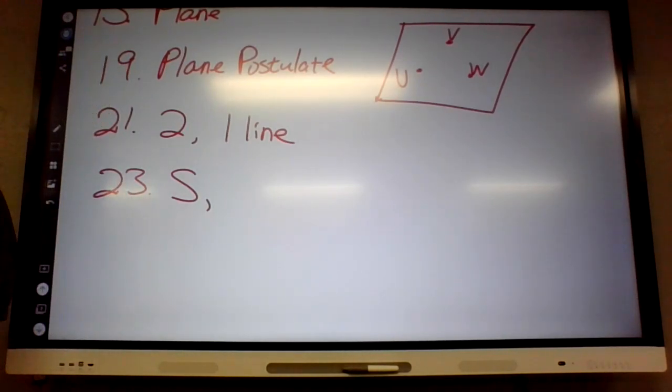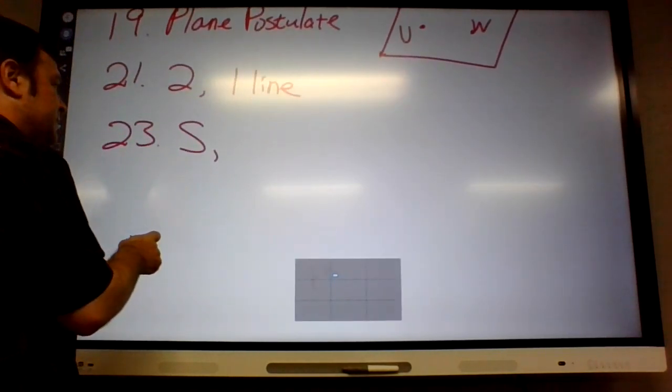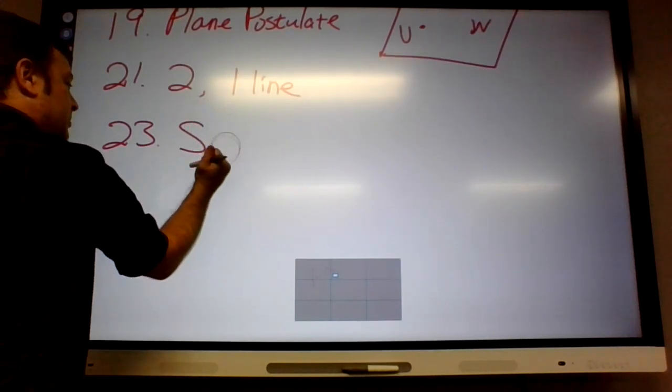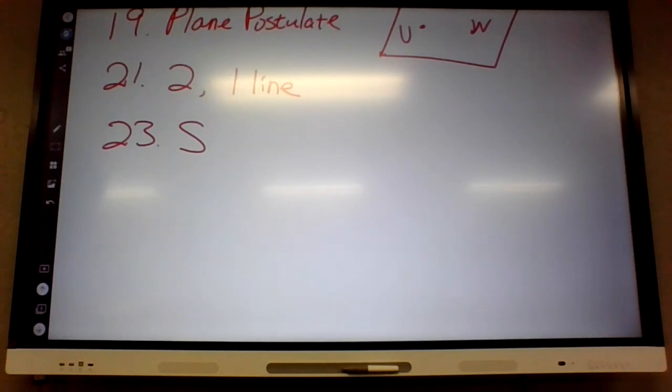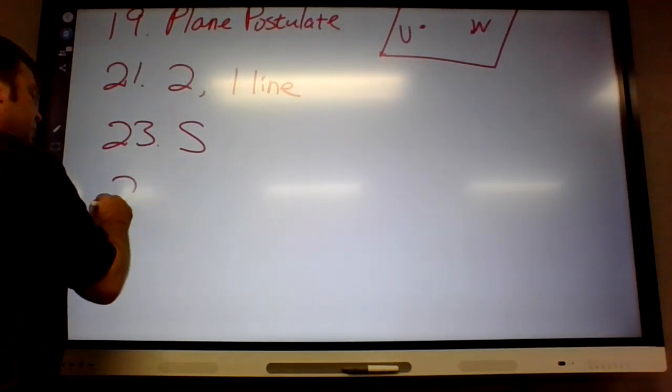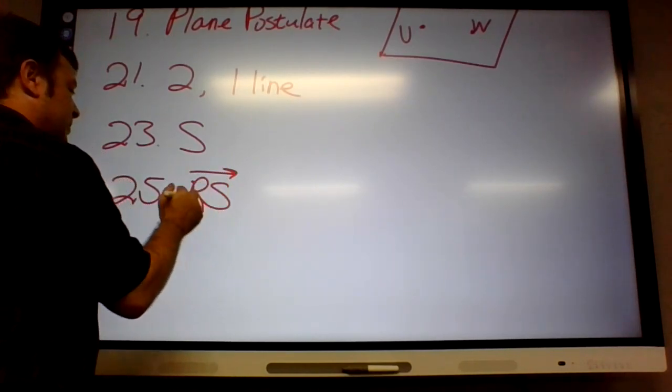So what's the union of those two rays then? If you use everything in both rays, they're the same thing, so the union is just themselves. Let's see what number we're on. 25. So you could call it ray RS or ray RT, it's the same thing, doesn't matter.